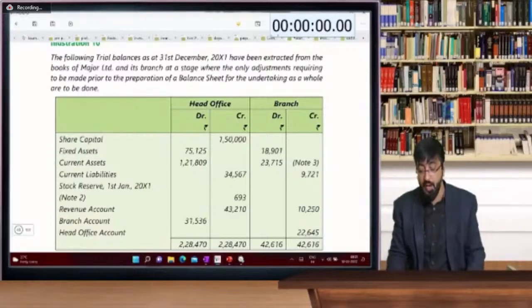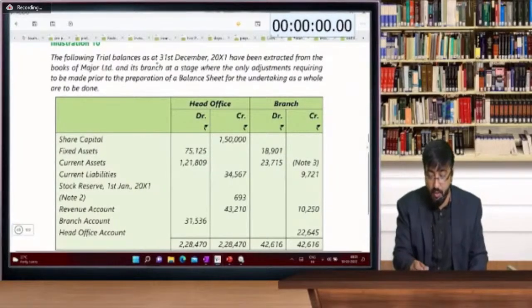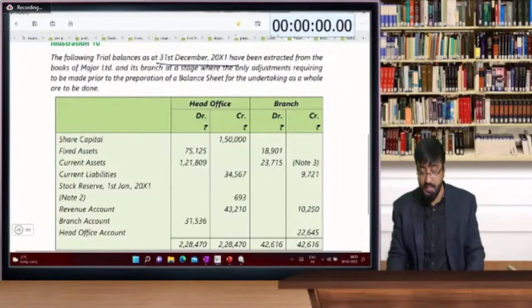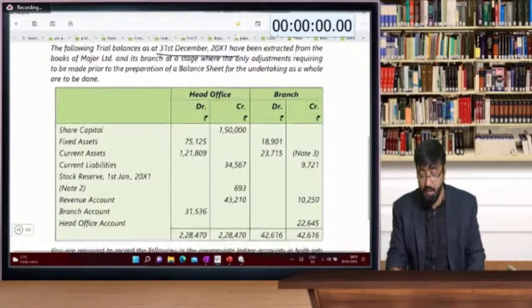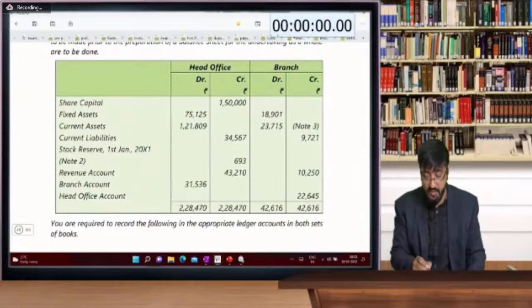The following trial balance is given as on the 31st December 2001, which has been extracted from the books of Major Limited and its branch at a stage where only adjustments requiring to be made prior to preparation of the balance sheet. Now you can see here share capital by head office, fixed assets, current liabilities, stock reserve, revenue account.